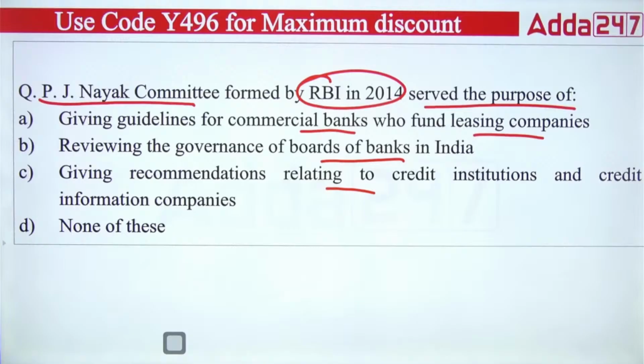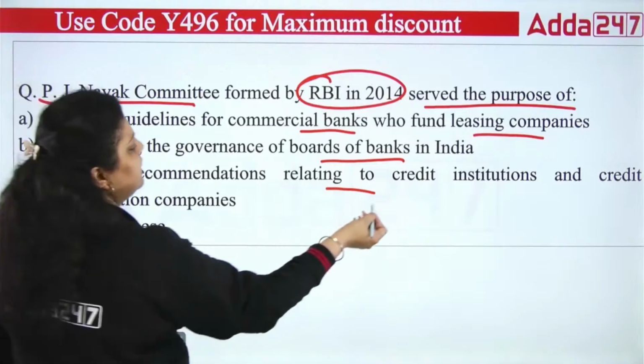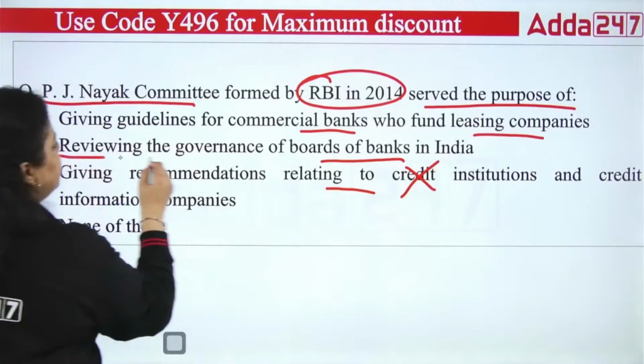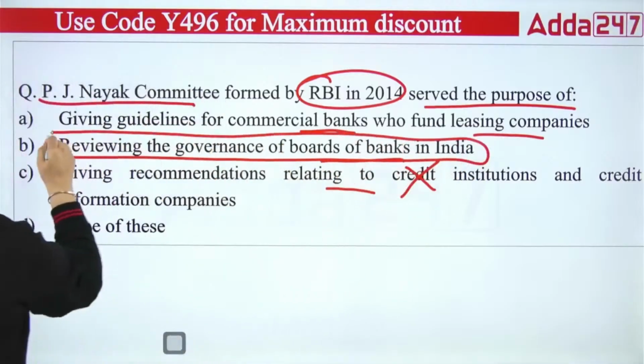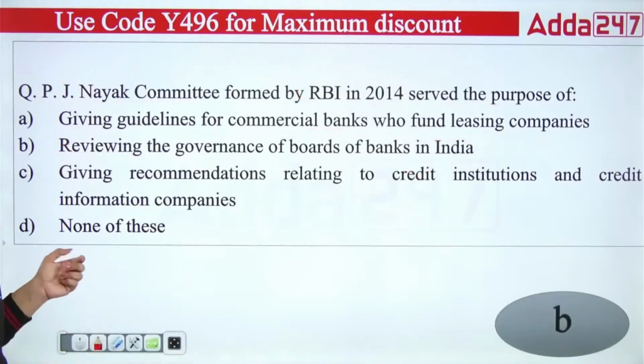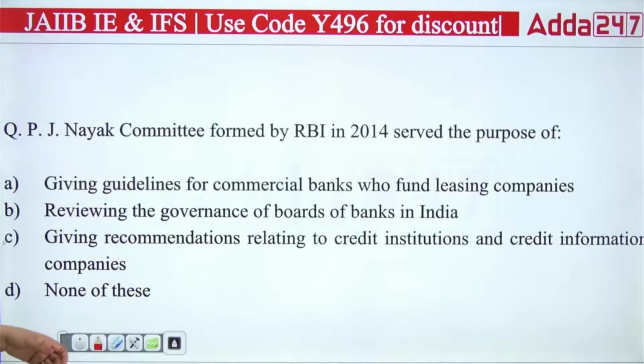B and C, two options I got. What about the rest? No, it's not C. Why are you talking about recommendations relating to credit institutions? It is for reviewing the governance of boards of banks in India. So the right answer is B, not C. The PJ Nayak committee was introduced by RBI to review the governance of boards of banks. Okay, the right answer will be B, not C. Next question. Acha, it repeated.